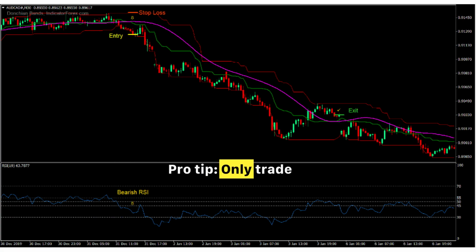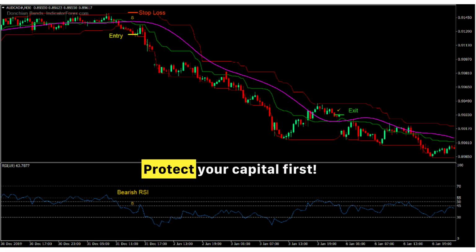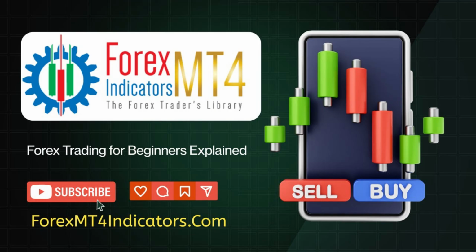Pro tip: only trade when the Donchian channel is expanding. It means the market is trending. Skip it when it's flat and choppy. And always risk just 1 to 2% per trade. Protect your capital first. This strategy helps you avoid noise and ride real momentum.